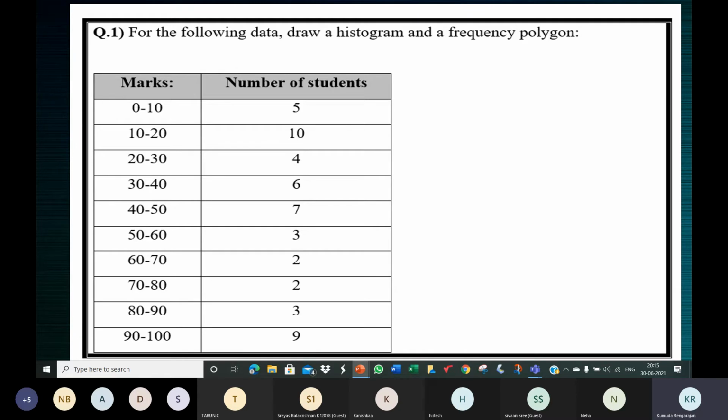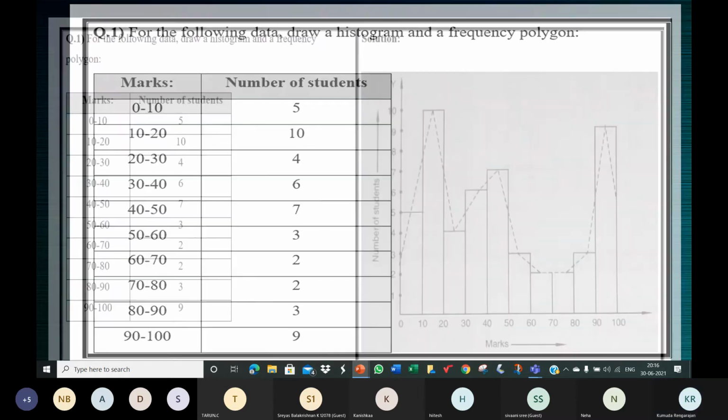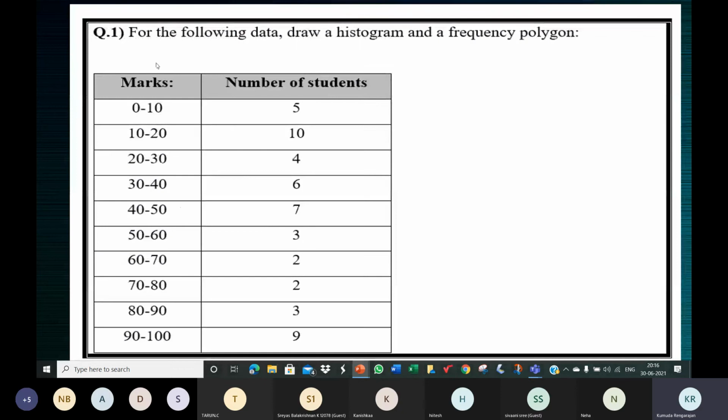If nothing is mentioned, you can use anything, but the preferred way is without the histogram. Okay, so this is what it is.